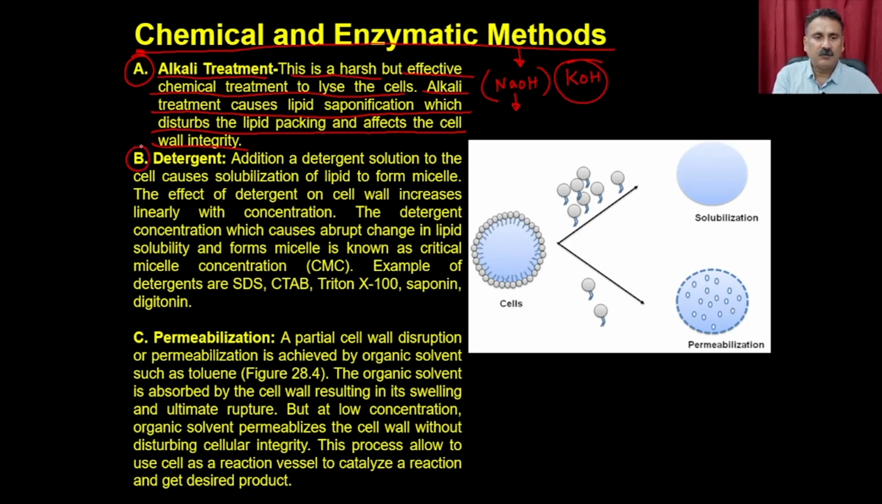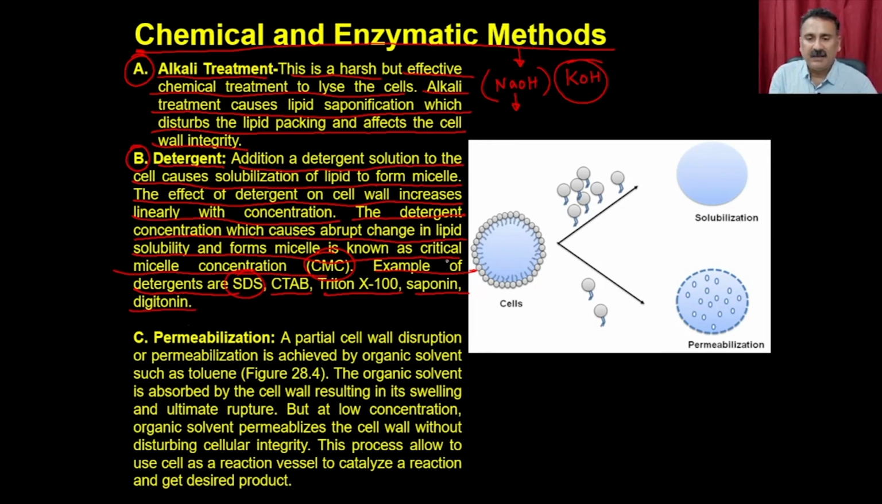Then the second thing you're going to use is detergents. Adding a detergent solution to the cell causes solubilization of lipid to form micelles. The effect of detergent on the cell wall increases linearly with the concentration. The detergent concentration which causes an abrupt change in lipid solubility and forms micelles is known as the critical micelle concentration, or CMC. Examples of detergents are SDS, sodium dodecyl sulfate, CTAB, Triton X-100, saponin, and digitonin.